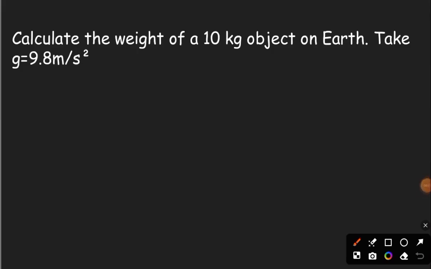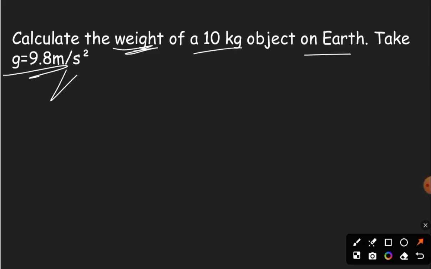So in today's series, we are going to look at calculation of weight. Let's calculate the weight of a 10 kilogram object on Earth. Take g equals 9.8 meters per second squared. Now, first thing, weight is a type of force. Weight is a force exerted by gravity on the Earth due to its mass, or it is a measure of the pull of gravity on an object. Now, there's gravity on every planet. Now, the gravity experienced on planet Earth has the acceleration to be 9.8 meters per second squared.